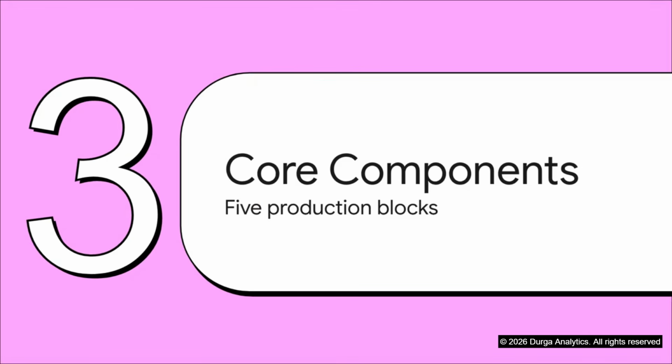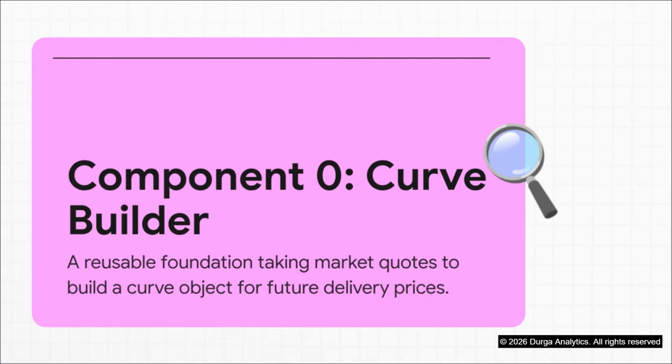Which brings us to Section 3, 5 core production components. We are now going to explicitly detail the expected inputs and outputs for every single component in our production pipeline. First up is Component 0, the curve builder. If you've spent any time around commodities, you know that the forward curve, the set of prices for delivery on future dates, is everything. Every valuation needs a forward curve, making Component 0 the absolute bedrock of our entire system.